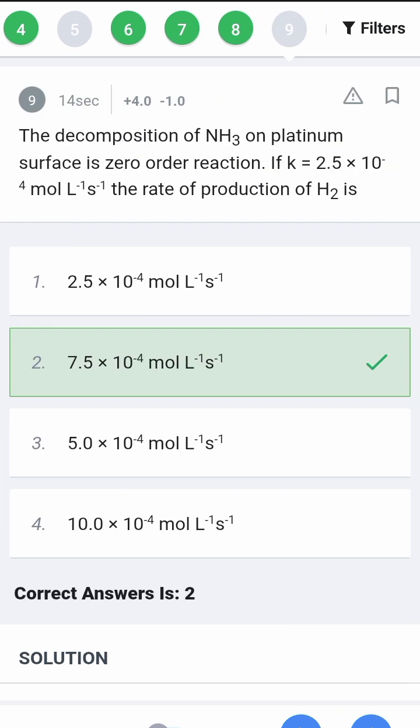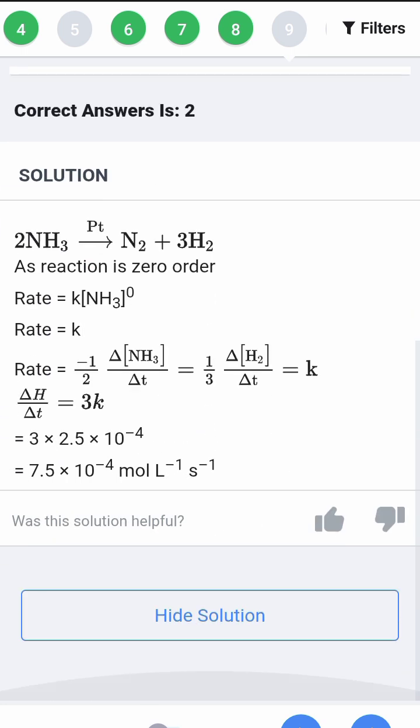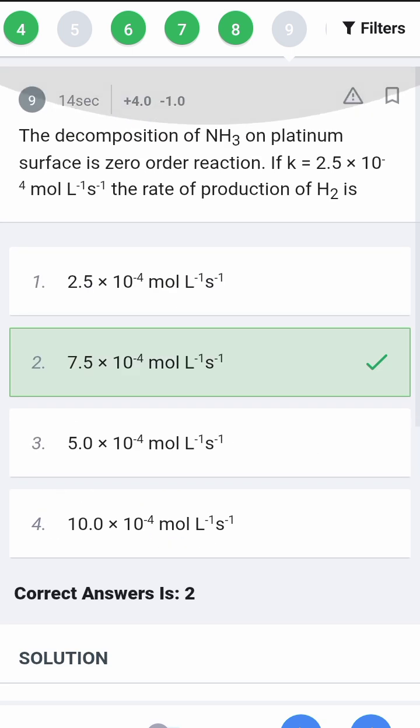The decomposition of NH3 on platinum surface is a zero order reaction. If k is equal to this much, the rate of production of H2 is... yeah, this is an easy question. If you know that NH3 in the presence of Pt forms N2 plus 3H2, then this is easy. And the tenth question is this.